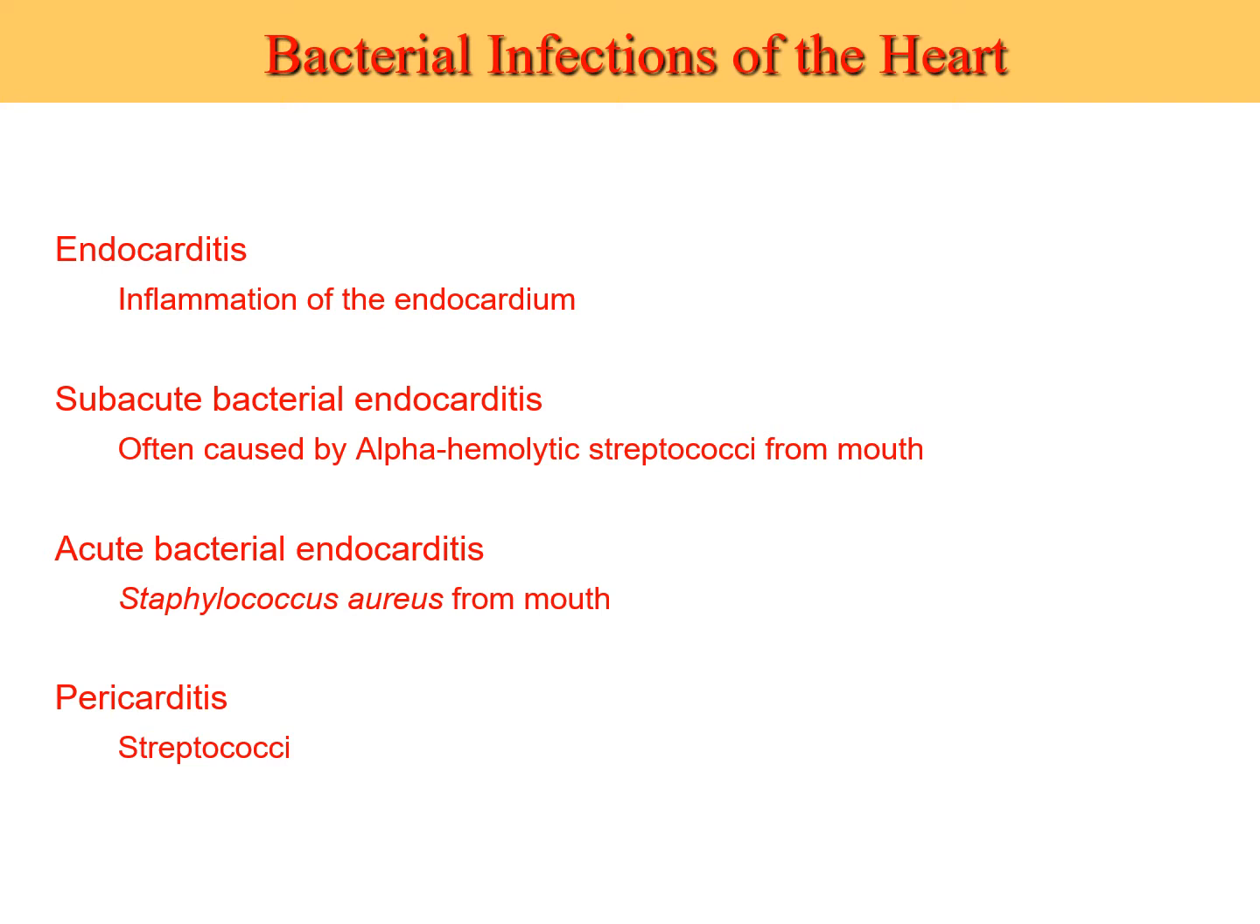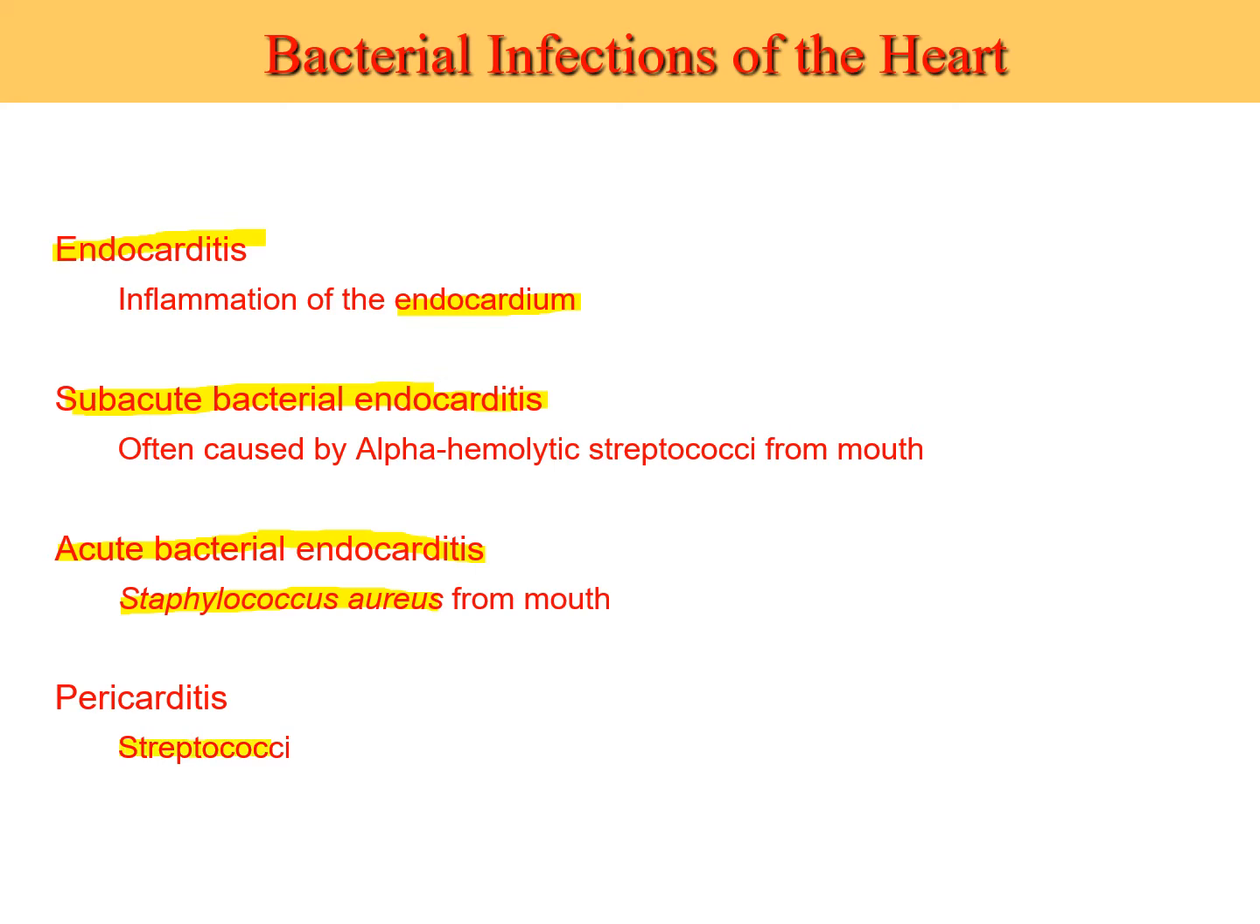In terms of bacterial infections of the heart, they can trigger endocarditis, inflammation of the endocardium, the inner lining of the heart. Subacute bacterial endocarditis is often caused by streptococci infections from the mouth. Acute bacterial endocarditis is from Staphylococcus aureus, and pericarditis, which is inflammation of the pericardium, the lining of the heart, is also... I'm sorry, that was Streptococcus for subacute and Staphylococcus aureus for acute.